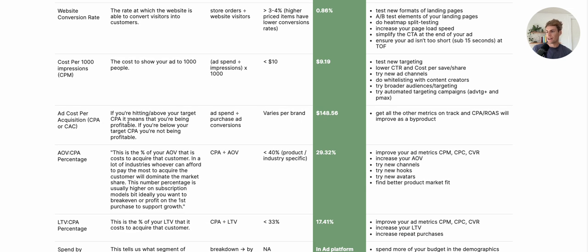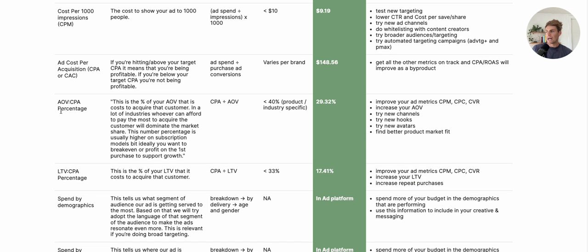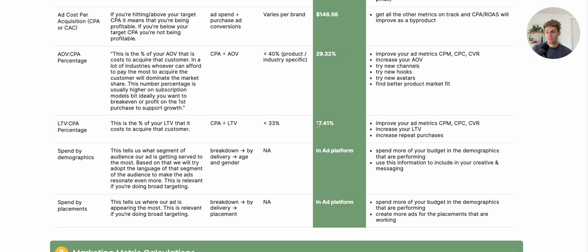Here we've got our customer acquisition cost. We've got a cost to acquire someone as a percentage of our average order value, and then also as a percentage of our lifetime value. So we're spending about 30% of the average order to acquire that person, leaving us 70% for COGS, margin, and all that sort of stuff.